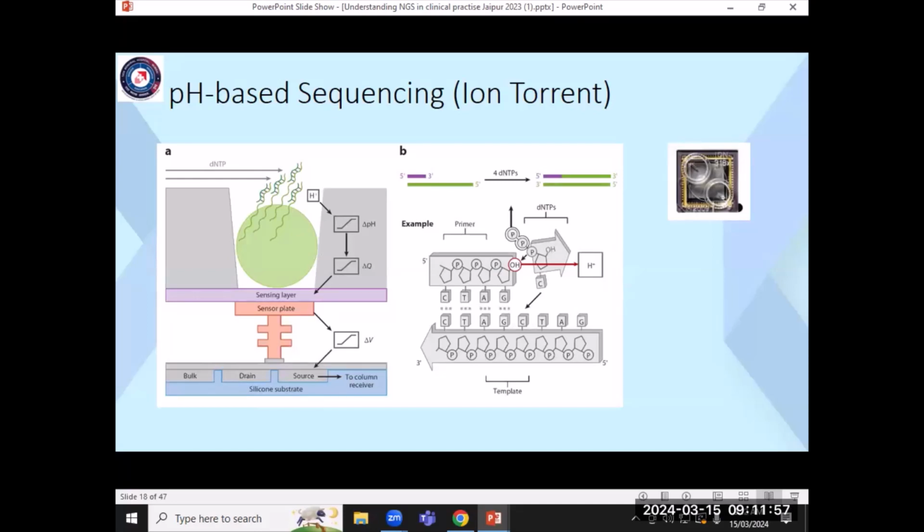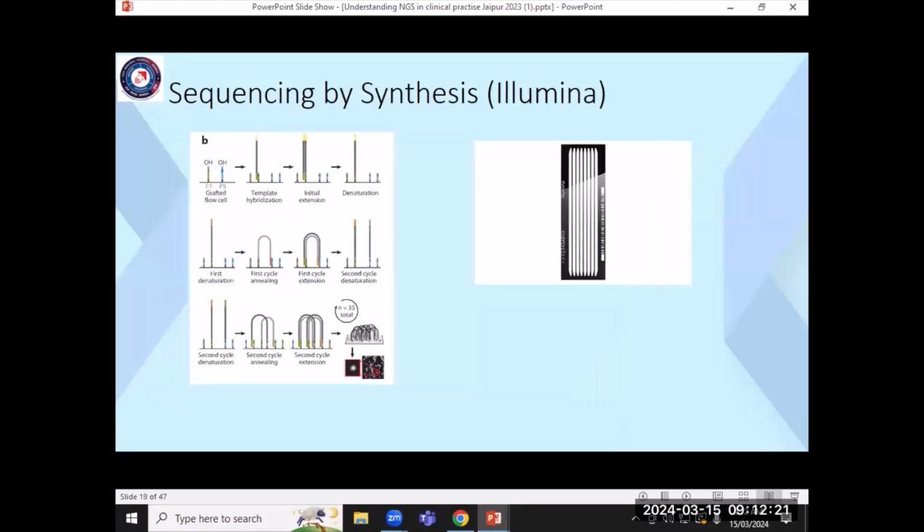This is basically sensor based. As and when a nucleotide is being added, the hydrogen ions are released, and these are captured, and these are your data points for A, T, G, C. So there are no fluorescent signals. It is the hydrogen ion released that causes the shift in the pH, and that is being captured by the system. So you are reading that data. That is the pH-based sequencing in Ion Torrent.